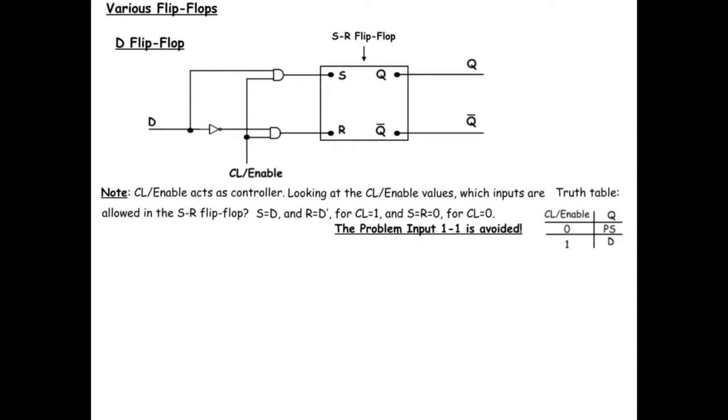In other words, when clock is 0, we're preserving the value. When clock is 1, we're assigning a new value. This new value may or may not be the same as the previous value. Does that make sense?